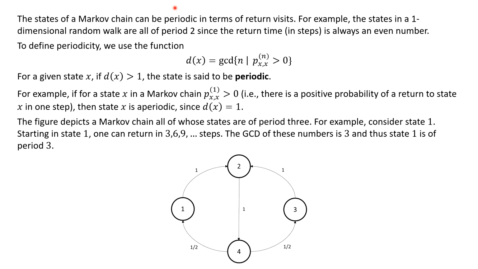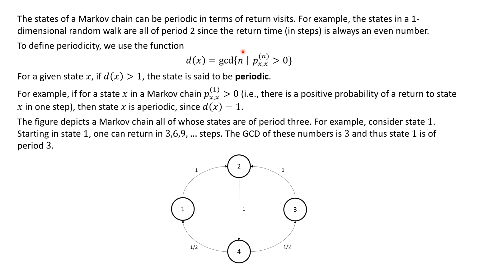I've mentioned periodicity a few times, and I wanted to give the exact definition here on this slide. The states of a Markov chain can be periodic in terms of return visits. For example, the states in a one-dimensional random walk are all of period 2, since the return time in steps is always an even number.